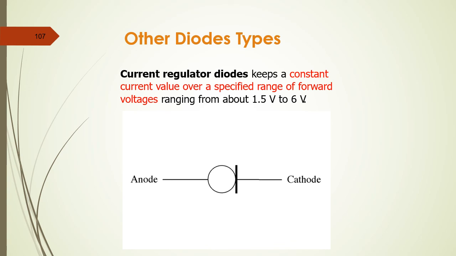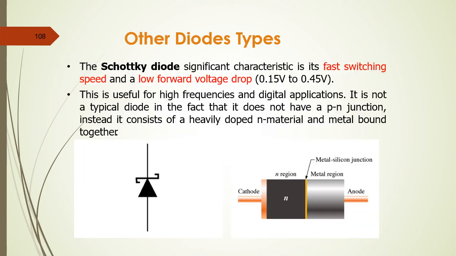Another diode type we have is the current regulator diode that keeps a constant current value over a specified range of forward voltage, for example, ranging from about 1.5 volts to 6 volts. And then we also have the Schottky diode. Its very significant characteristic is its fast switching speed and low forward voltage drop. So that means it has a low voltage drop compared to the normal diode.